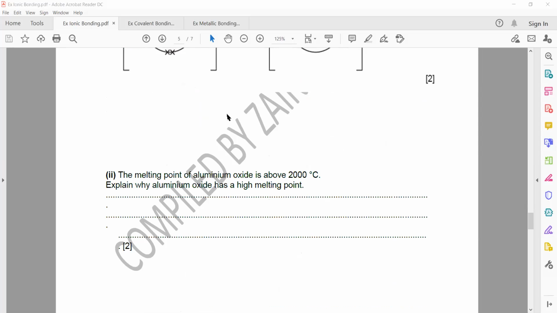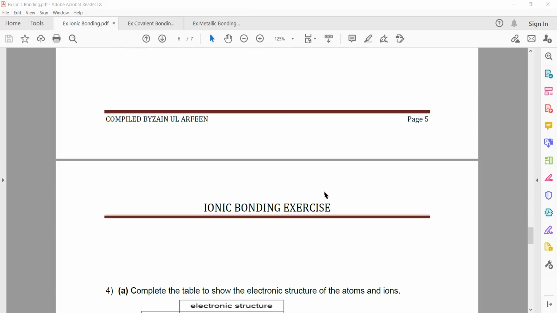And the melting point of aluminum oxide is above 2000. So why the high melting point? Because the strong electrostatic force of attraction between the unlike charges or ions requires a greater amount of energy to separate. That's why it has a high melting point.